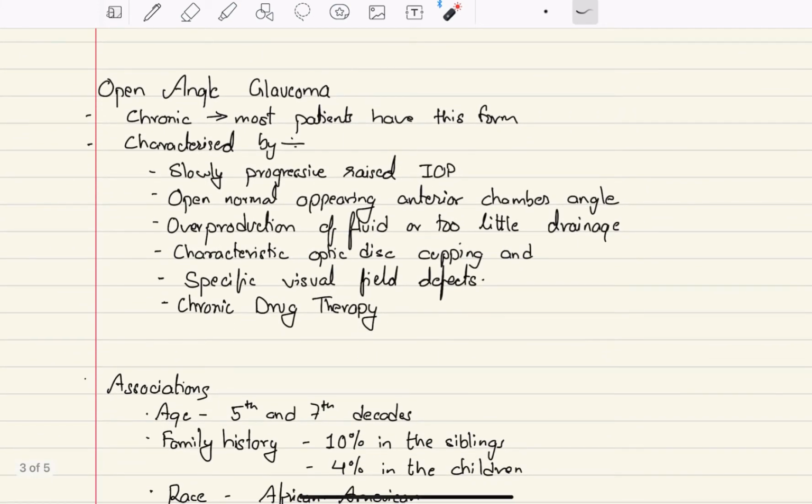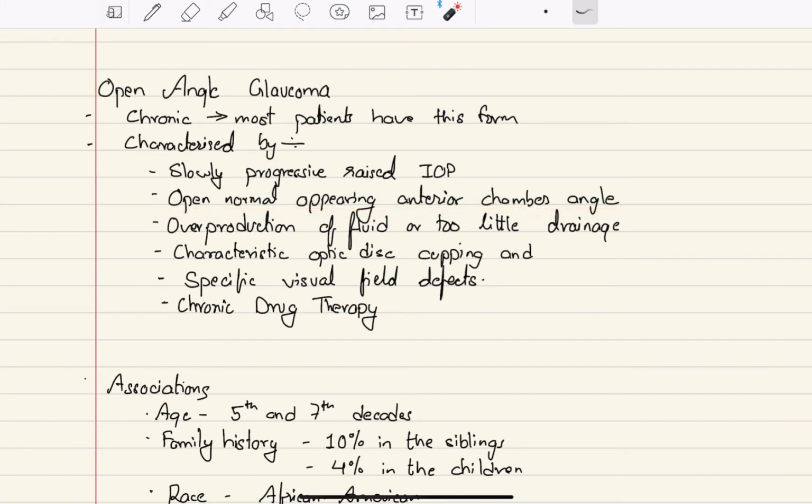Now let's talk about open angle glaucoma. It's a more common form of glaucoma, and it's a chronic disease. So most patients have this form of glaucoma, and it is characterized by slowly progressive raised intraocular pressure. And unlike closed angle glaucoma, here the angle of the anterior chamber is open and normal. So there is an open, normal appearing anterior chamber angle.